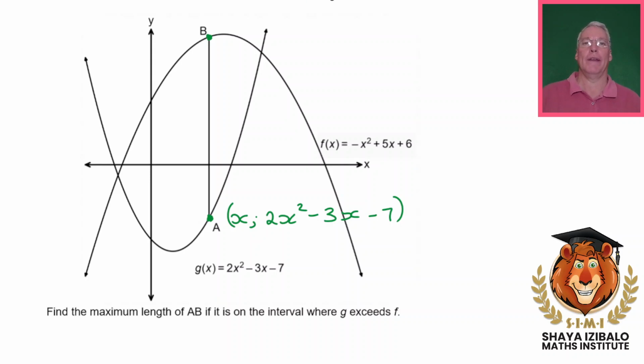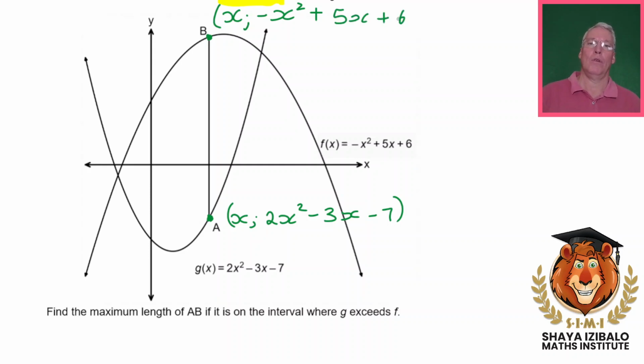It says vertical line, so they've got the same x values. And so this point over here will also be x, but it will have a y value of negative x squared plus 5x plus 6, and that's because it lies on the function f, negative x squared plus 5x plus 6.